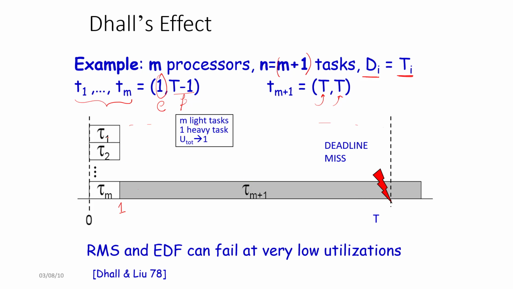EDF will also fail, because again, look at t equal to 0. Who has the earliest deadline? It's again these tasks whose deadline is at t minus 1. So again, these tasks will be scheduled over here. So EDF will also fail, because after this, task m plus 1 will be scheduled and we'll miss a deadline over here, right? Even though the utilizations are low. And why is this schedulable? Well, it's schedulable because we can just take a chunk over here and simply replace them.